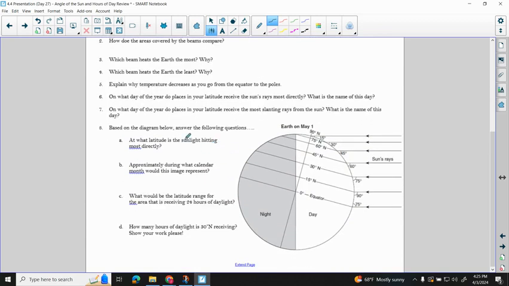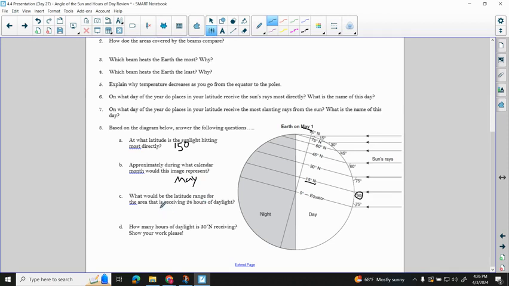This over here, at what latitude is the sun hitting most directly? You look where it's hitting at a 90-degree angle, and that happens at 15 degrees north latitude. So right here, it's hitting at 15 degrees north latitude. The date is May 1st. So what calendar month? It tells you it's May.